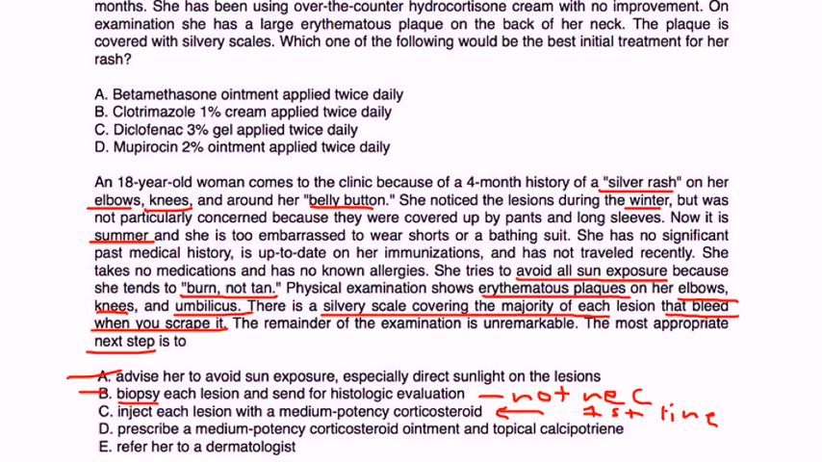Prescribe a medium potency corticosteroid ointment and topical calcipotriene. That is definitely a good option. And refer to dermatologist. Not necessary at this point. You could probably solve her problem with just a corticosteroid. I would probably go with a high potency, but medium potency is fine if you want to just start her off with that and then see how she responds. So choice D.